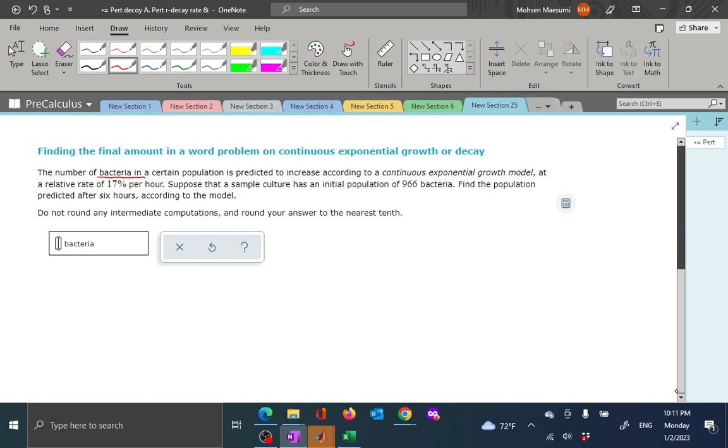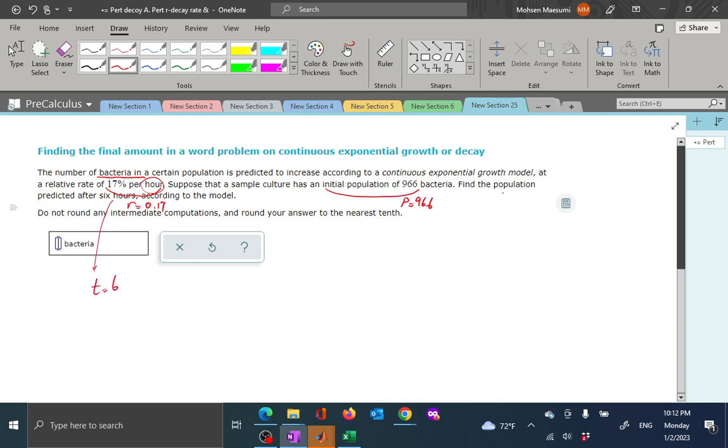It says it has a growth rate of 17%, so r is 0.17. This one, you notice, is per hour. We have an initial population of 966, and it says find the population after 6 hours. So 6 hours means t is equal to 6.